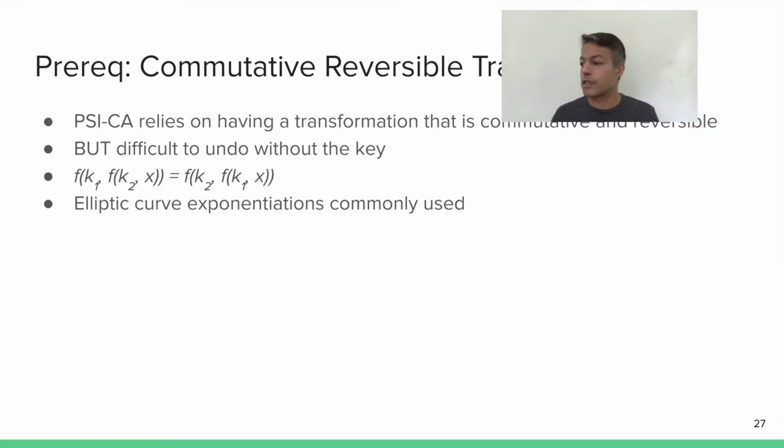So how does this work? Let's first go into, we need a prerequisite, which is we need some transform that is commutative and reversible.